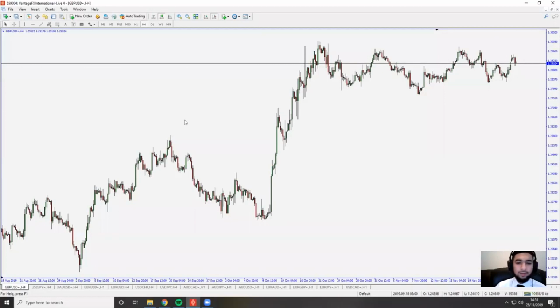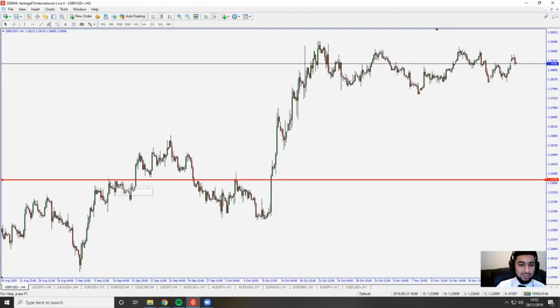Okay, so we've got pound dollar here, and I'm on the 4 hourly time frame, and we've got a clear uptrending market, a market that's moving up. And we said when a market moves up, it comes across mainly resistance price levels, as that's where resistance price levels are created. So the very first thing we want to do is highlight those resistance price levels.